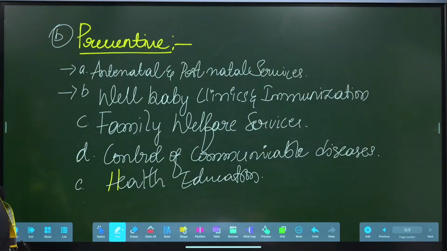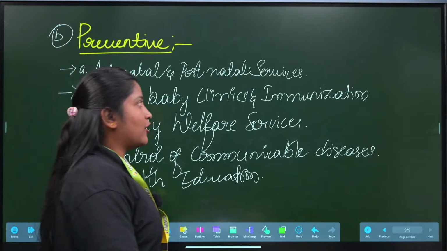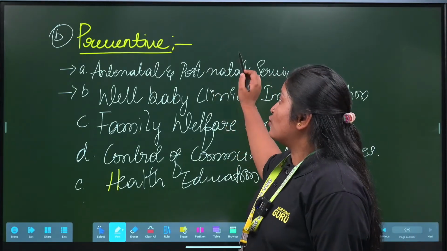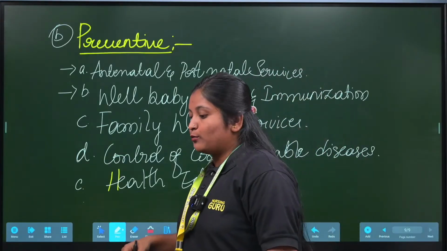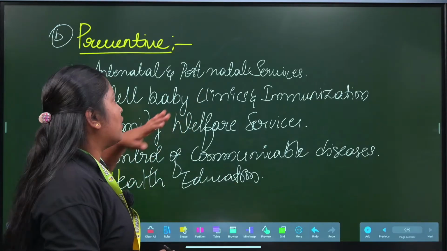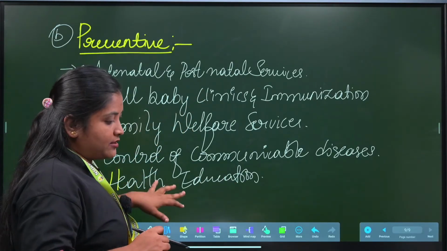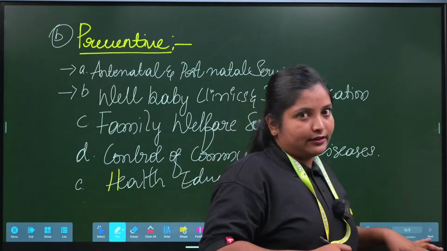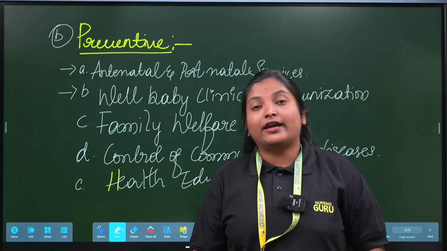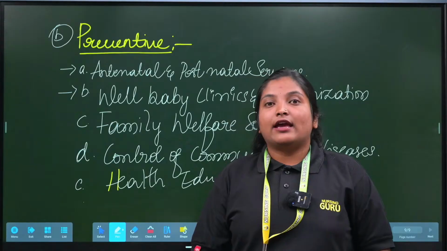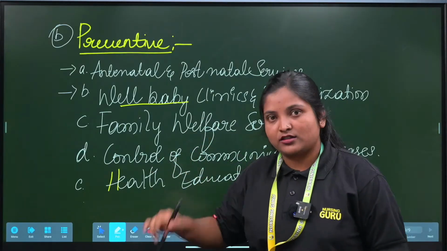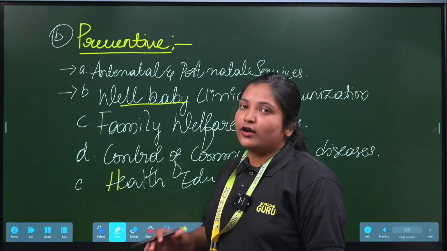So, the preventive functions which take place inside the hospitals, we are supposed to provide through antenatal and postnatal services. We are providing services for pregnant women as well as lactating mothers. The next one is well baby clinics and immunization. In the primary health center, PHC, you can go and see every Thursday they provide immunization, or they are working under the well baby clinics. They are treating children under 5 years, they are focusing on that.